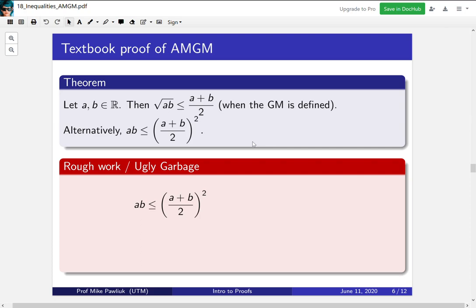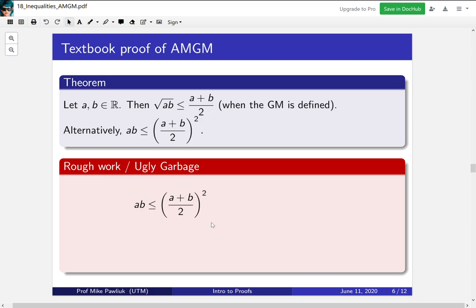So we're going to see a very important technique for proving this, which is to start with your rough work and unwind it as much as possible. And then after we've unwound it as much as we can, we'll write our proof in a separate place. So I call this stuff my rough work or my ugly garbage, and I'll mention why I call it the ugly garbage in a moment. So let's start with what we want. Again, this is not a proof, this is going to be rough work.